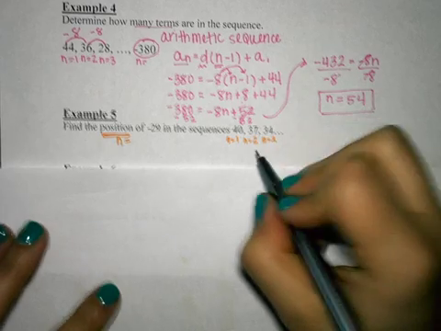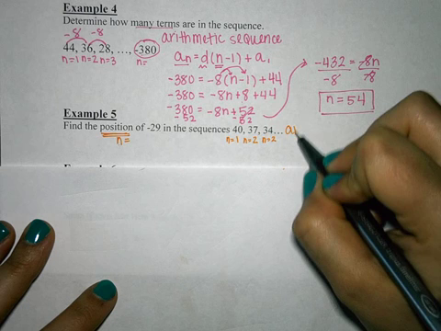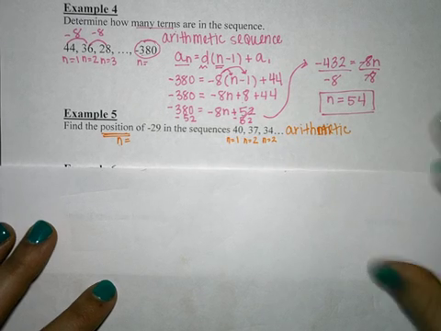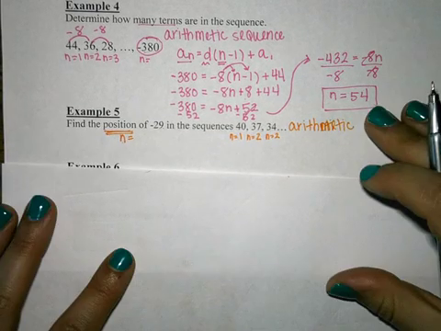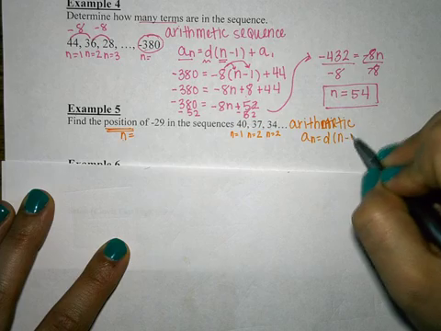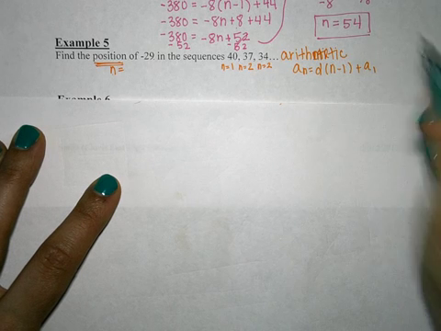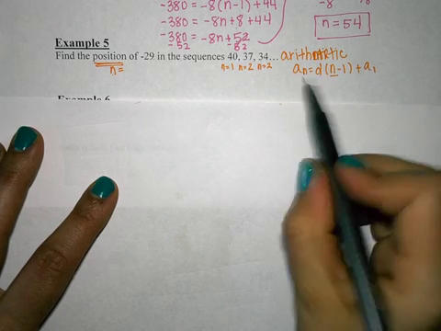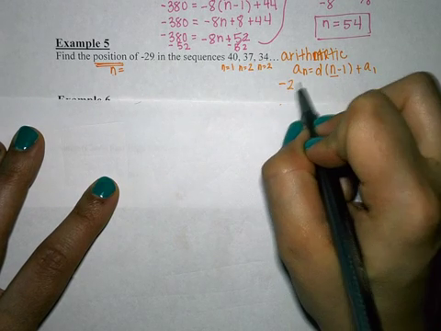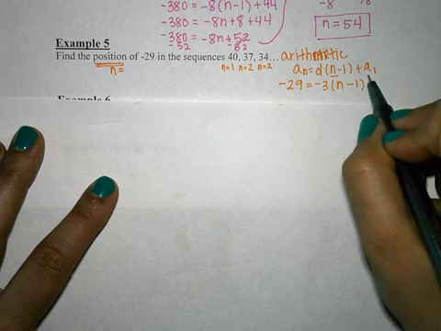So I notice that to get from 40 to 37, I subtract 3. And then when I subtract 3 again, I get 34. So this is an arithmetic sequence. So we're going to use the same formula that we did in the previous one. So an equals d times n minus 1 plus a1. So in this problem, I'm trying to solve for n again. So let's plug in everything we know. an, that's the term that they're giving us, in this case negative 29. So we get negative 29 equals d, which is negative 3, times n minus 1, plus a1, which is 40.